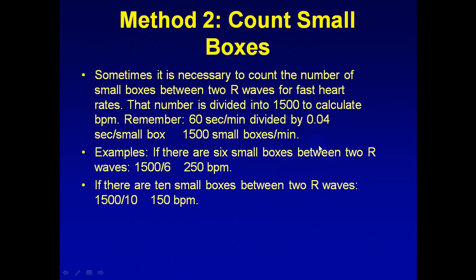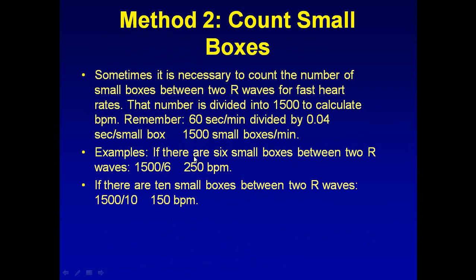Great. Second method: counting small boxes, not large boxes. If the rate is very rapid, say 400, 450 or 600, sometimes we reach it by taking small boxes. Divide 300 by 5 and you get 1500 small boxes per minute. It's easy. Previously we divided 60 seconds by 0.2, now it is 1500. So count small boxes when the heart rate is very rapid.